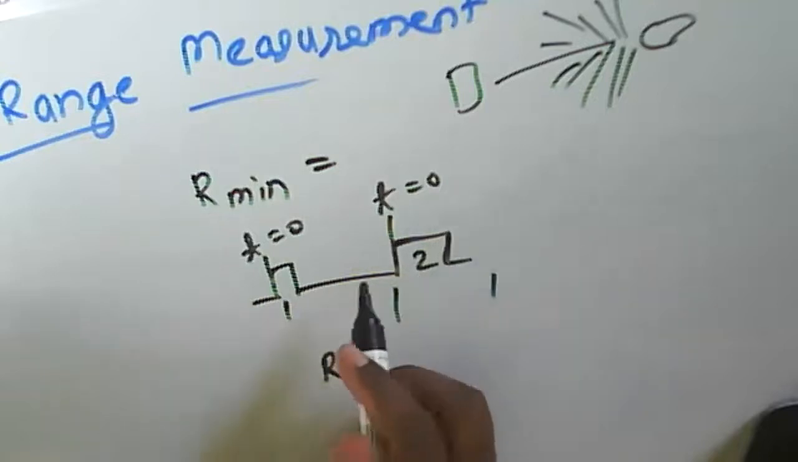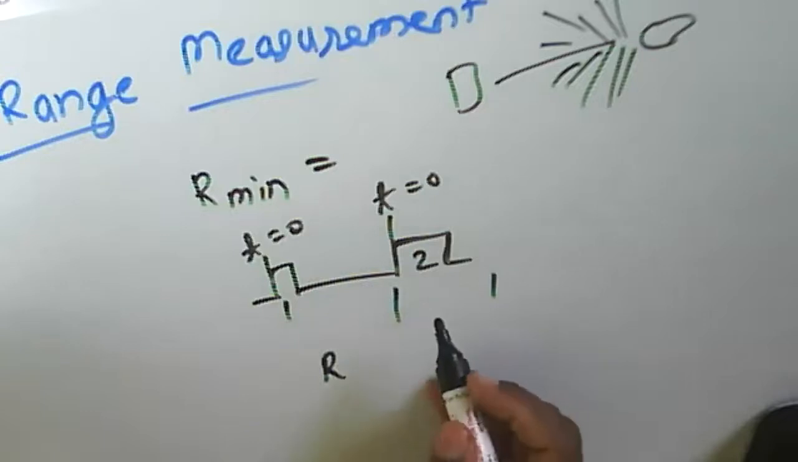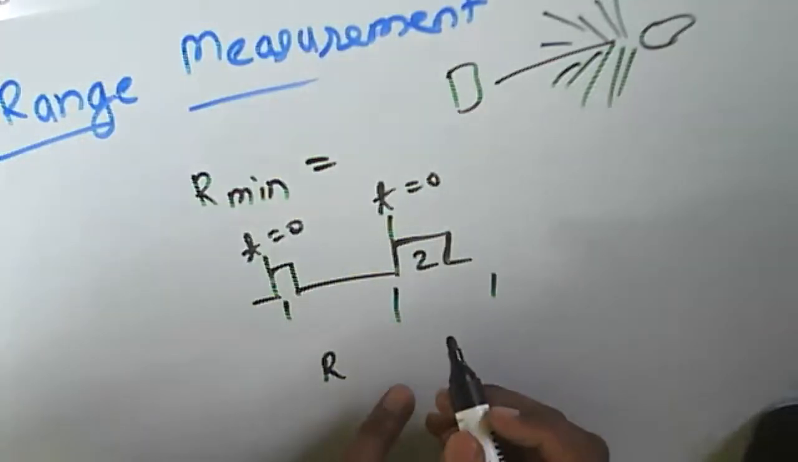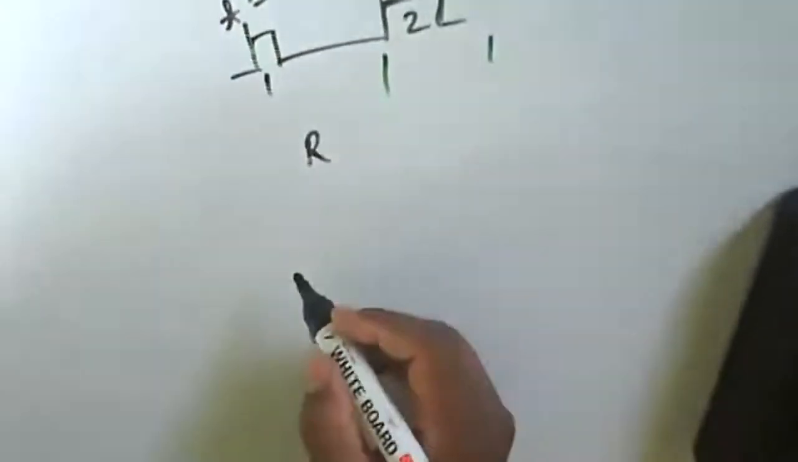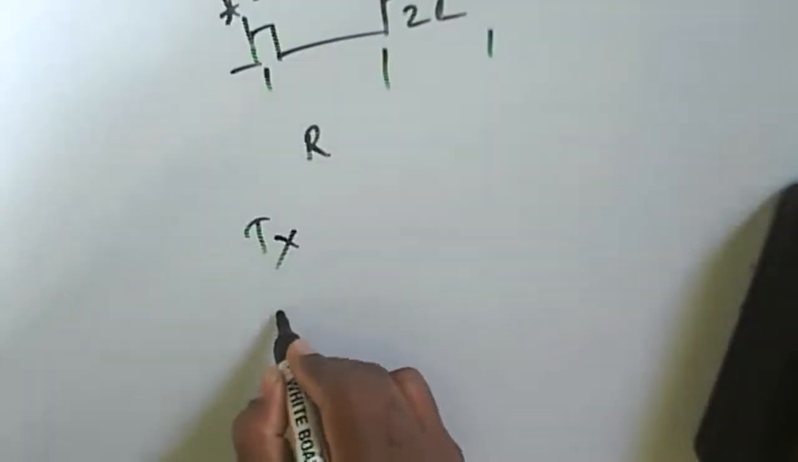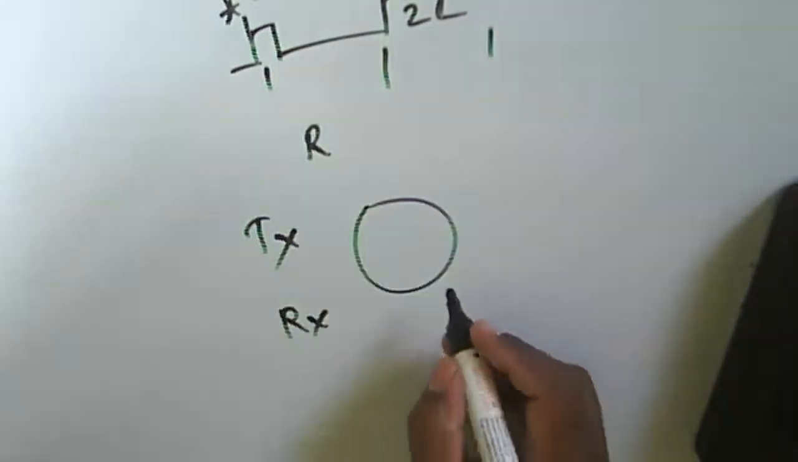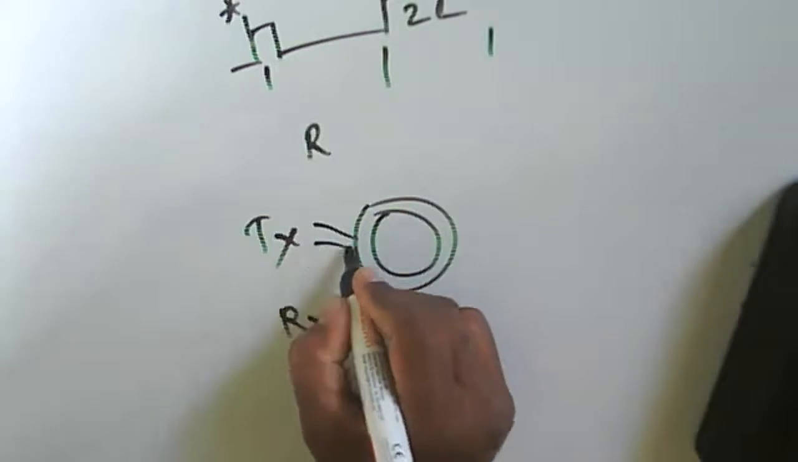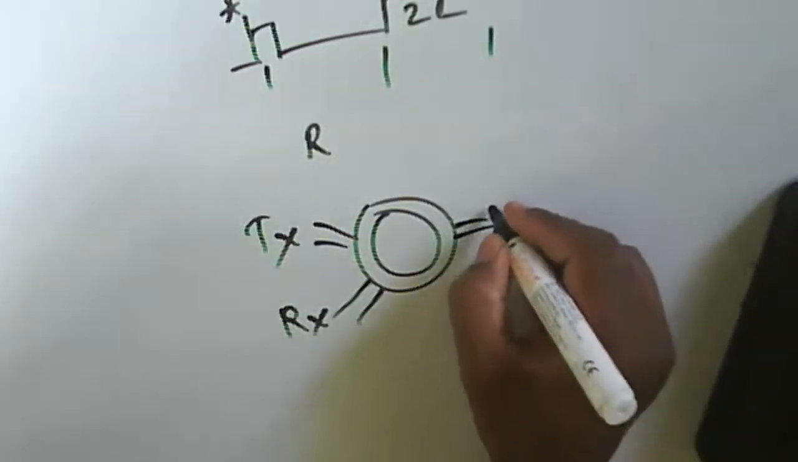Another issue is what? If we transmit a pulse T1, we are not receiving the target pulse, but we are able to receive the pulse at the time of transmitting the pulse. So what happened here? The transmitter and receiver are both present in a single device, so a circulator is used here. And this one is the antenna.